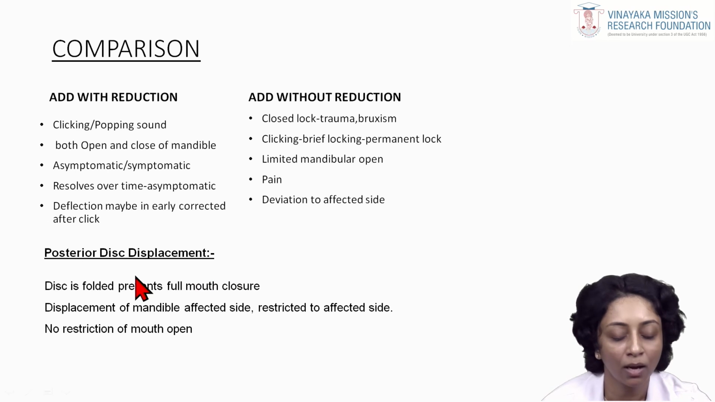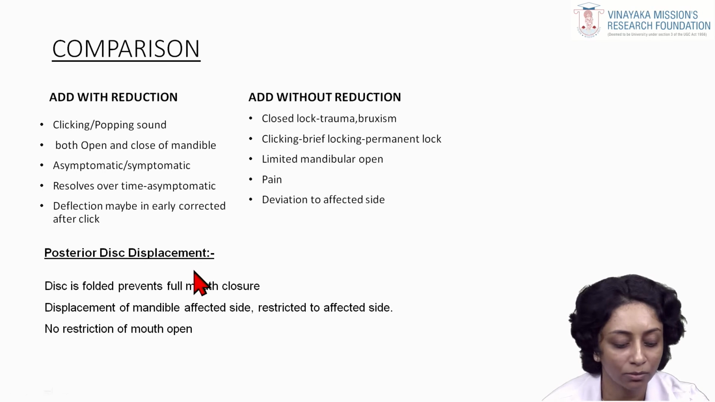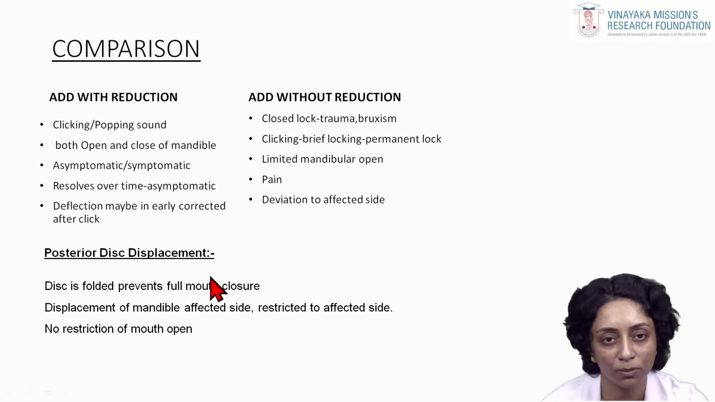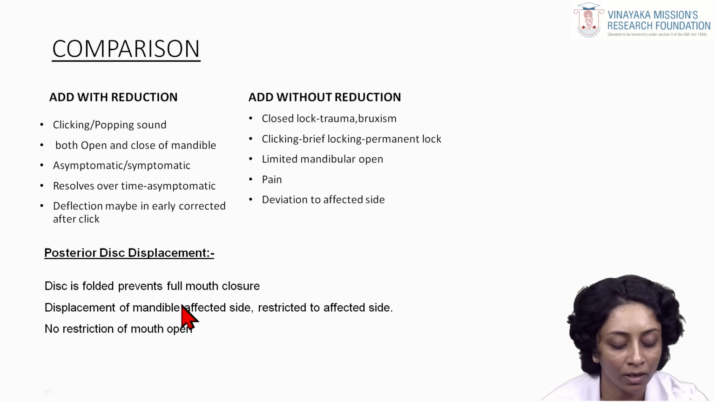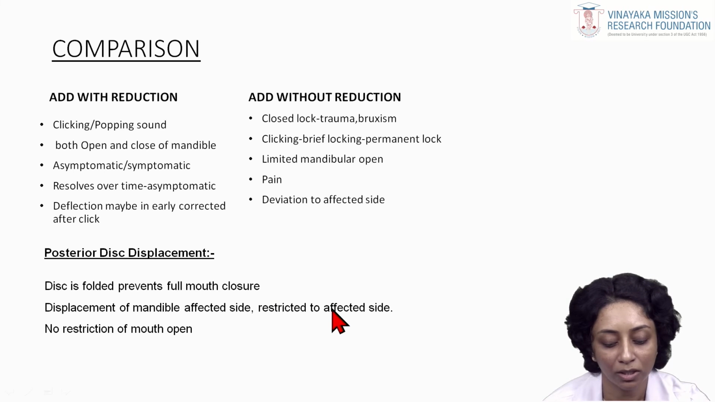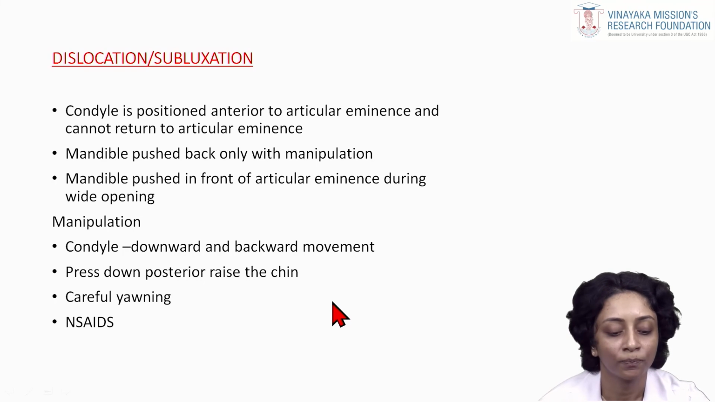Another term is posterior disc displacement. Till now we were learning about anterior disc displacement. Now another condition called posterior disc displacement is seen. In posterior disc displacement, the disc is already out of the socket and is in a folded position, so there is no strength to go back to its original position. The disc cannot even go back to its normal position. So there will be displacement of the mandible to the affected side, and the mouth is always in the open position.